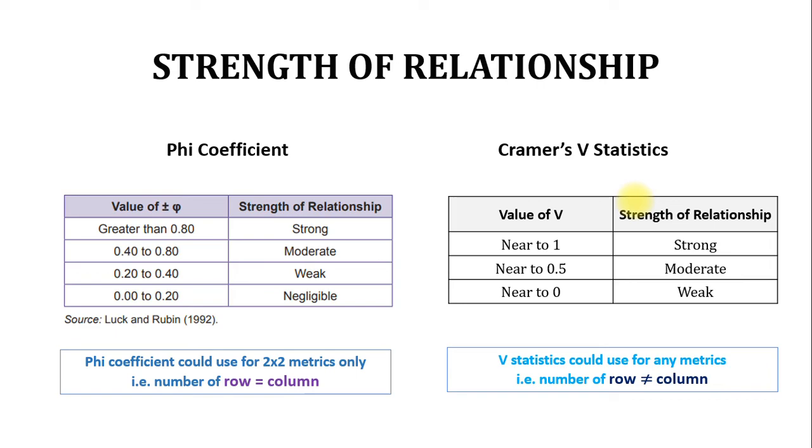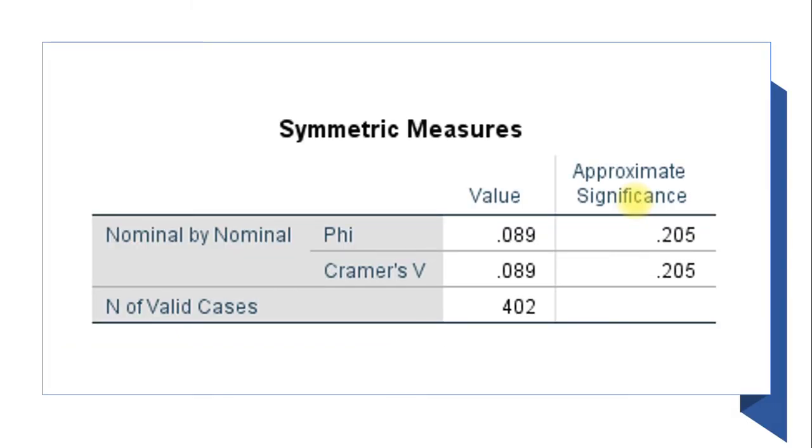Cramer's V says that if your calculated value is near to 1, this is a strong relationship, near to 0.5 it is a moderate relationship, and near to 0 it is a weak relationship. So let's check that also. We also calculated this in SPSS. As you may remember, I checked phi and Cramer's V in the Statistics tab in SPSS. These are the two statistics, but phi coefficient we could not consider here because we do not have a 2 by 2 matrix.